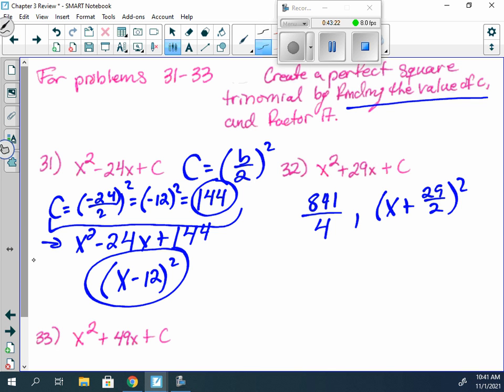Do we have the value of C listed for 32? Do we have it factored? That's all I'm looking for.